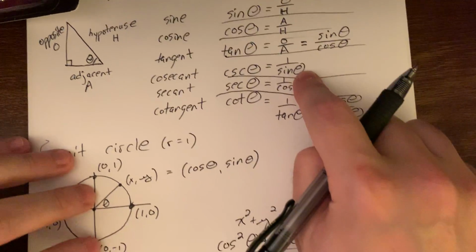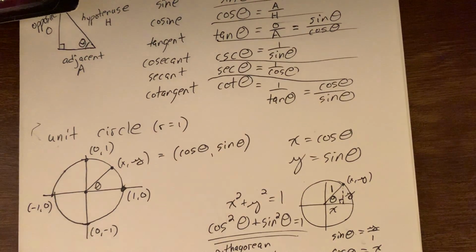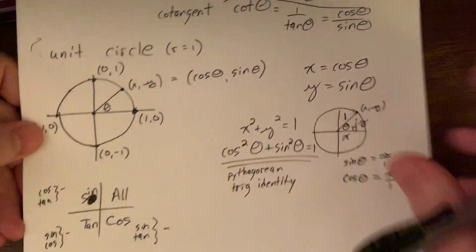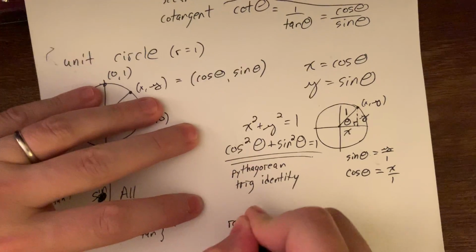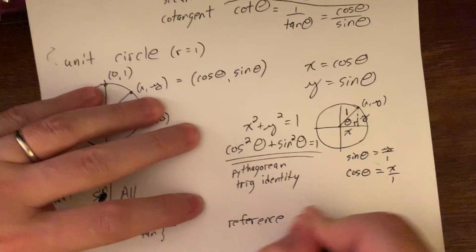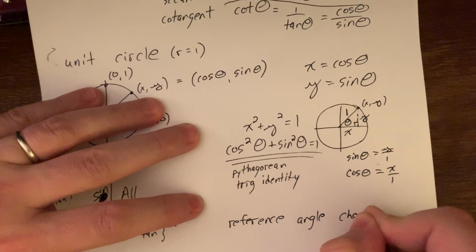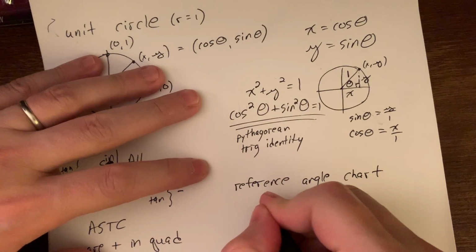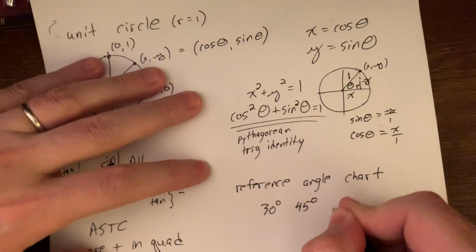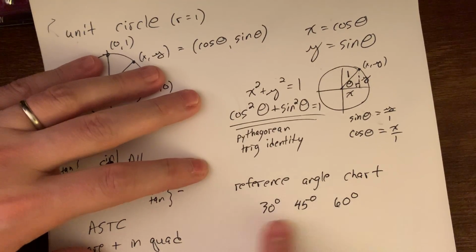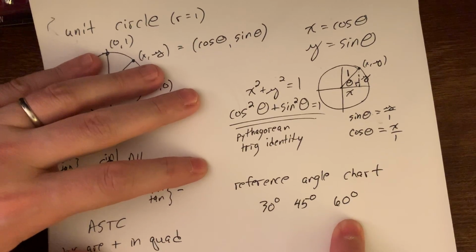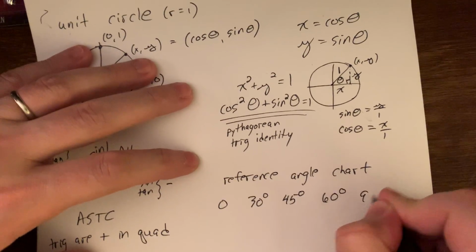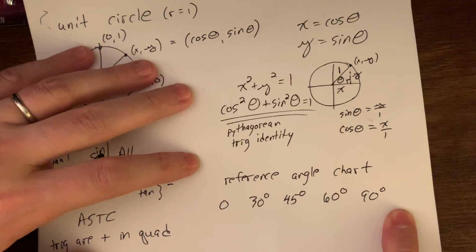This has been quite a bit in this video, so let me just give you the last fact. The last thing we need to know is what we refer to as a reference angle chart. We're going to focus on some very specific reference angles, oftentimes 30 degrees, 45, and 60. A lot of books focus on just these three. We can do ourselves a big favor if we also include 0 and 90 degrees here.